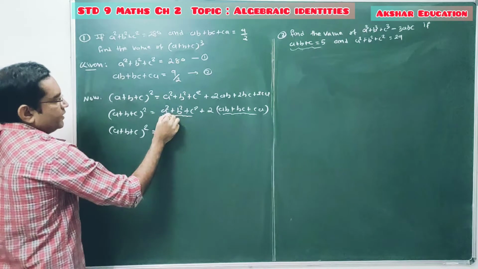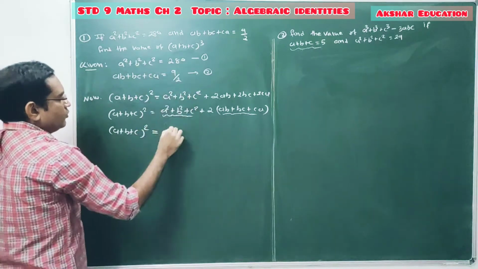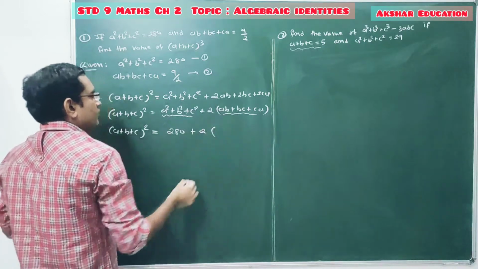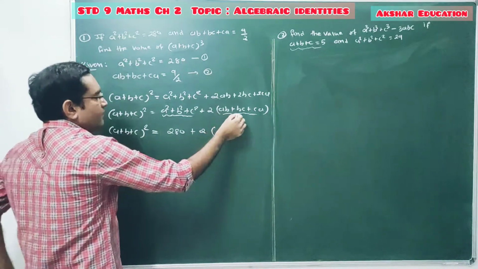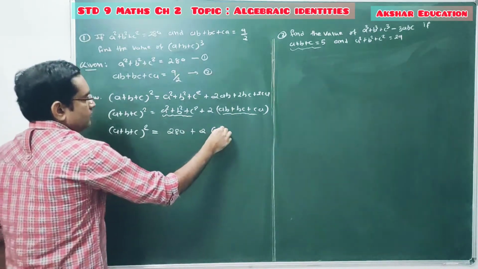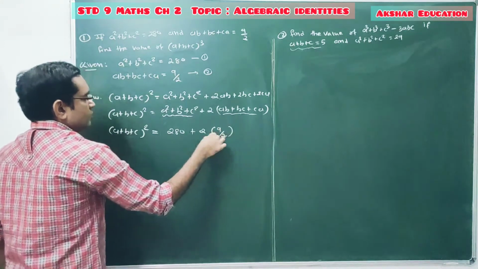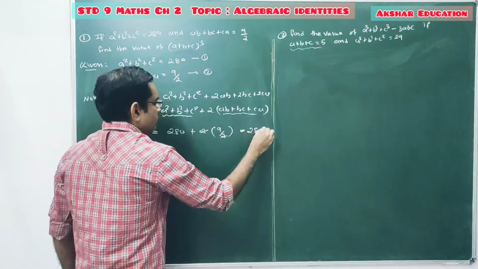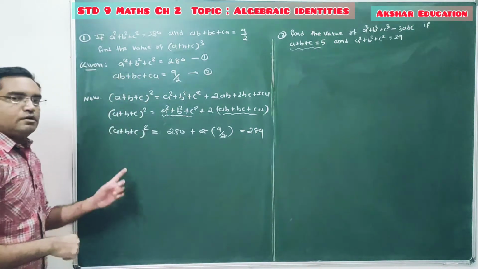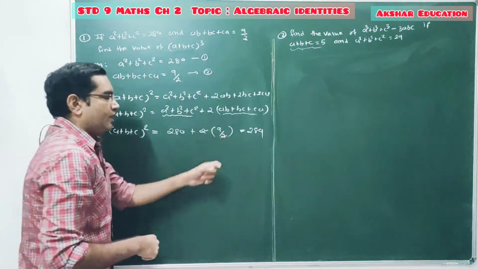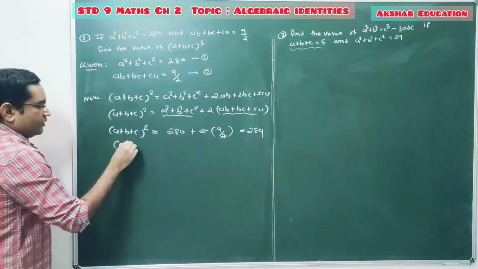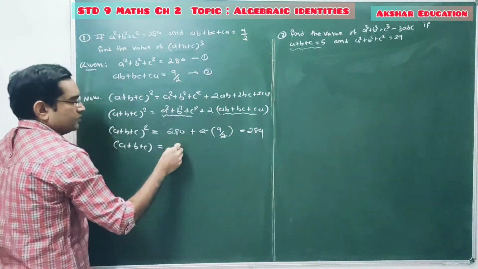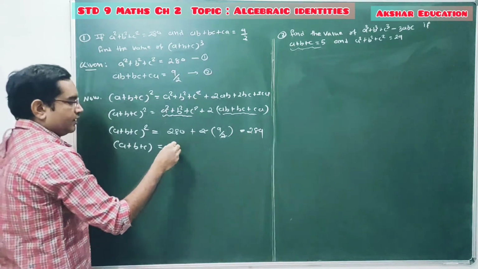So from result 1, a square plus b square plus c square equal to 280. So this is 280 plus 2 into, from result 2 we can put ab plus bc plus ca equal to 9 by 2, so this 2 will be cut, 280 plus 9 which is equal to 289. Clear students? So a plus b plus c whole square is 289. Taking the square root of this one, a plus b plus c equal to square root of 289. What is the square root of 289?